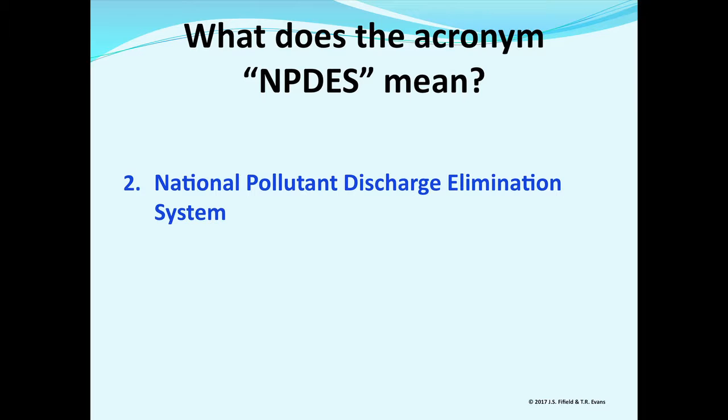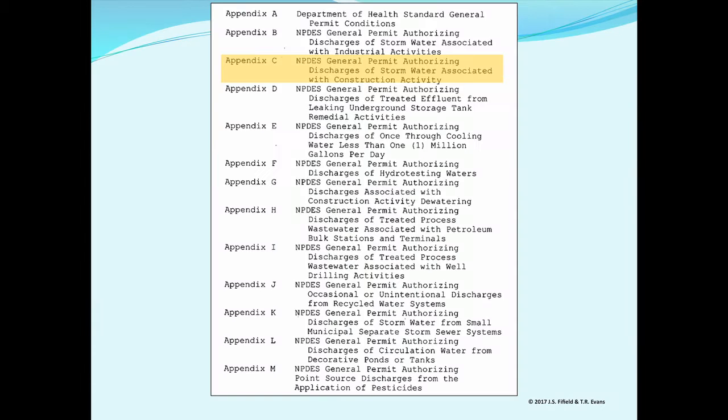People who chose number 2, you get the gold star for the day. National Pollutant Discharge Elimination System. You had to be an attorney to come up with that name. That's the only way I can figure out. But basically, we're going to concentrate on Appendix C. That's the one that you have to live by.